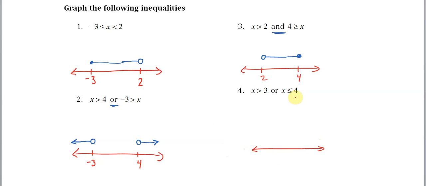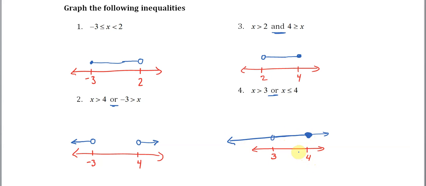And one last problem. Let's put +3 on here and let's put +4 on here. So x has to be any number greater than 3, so we have an open circle going this way. And then we have or. So this is interesting. x is any number greater than 3, or x is any number less than or equal to +4. So less than or equal to +4, we can go this way.